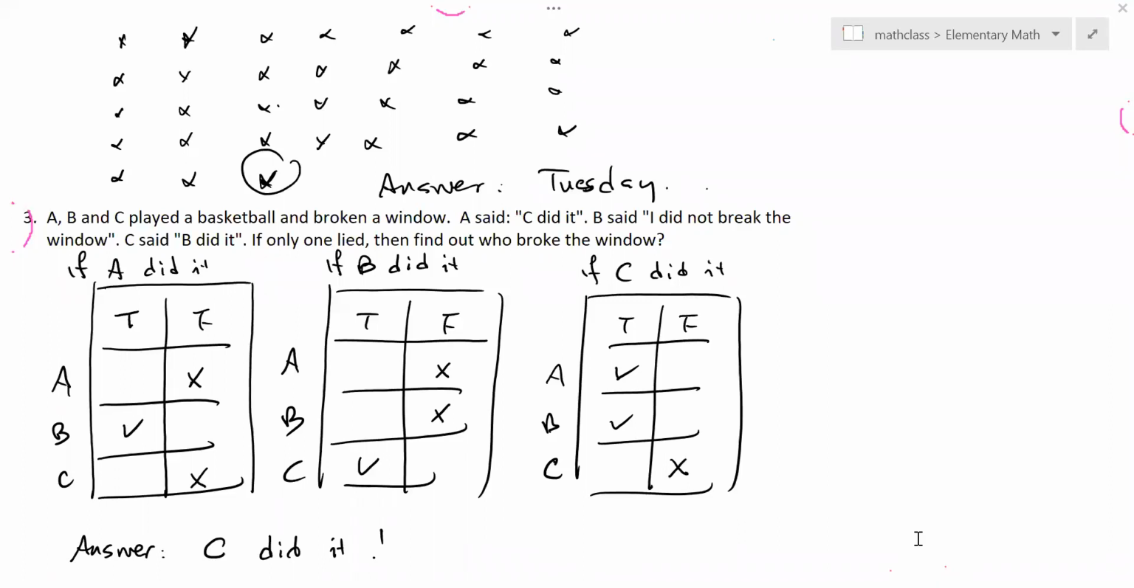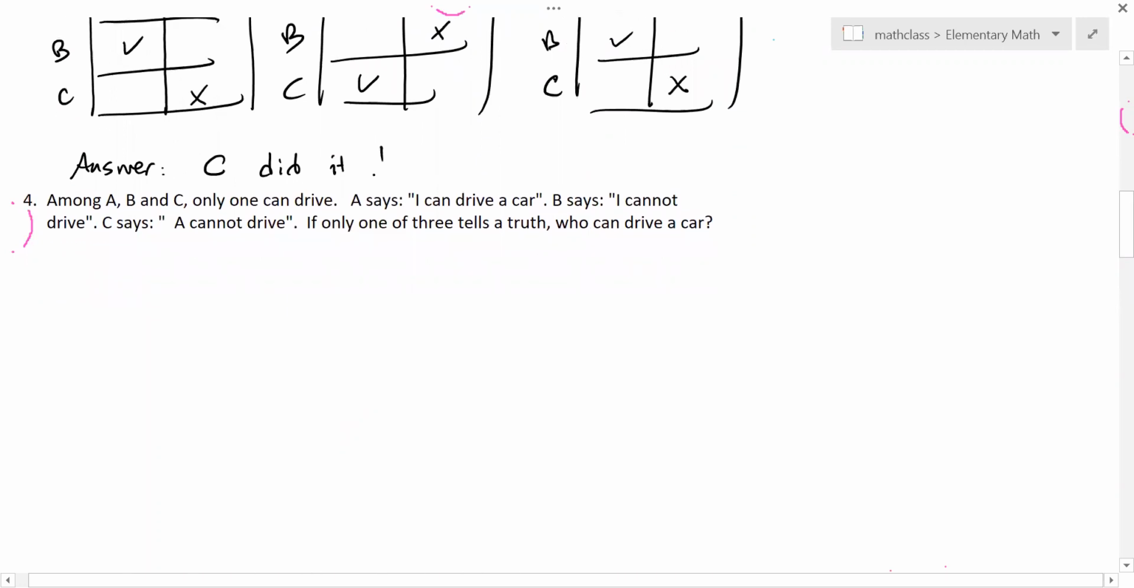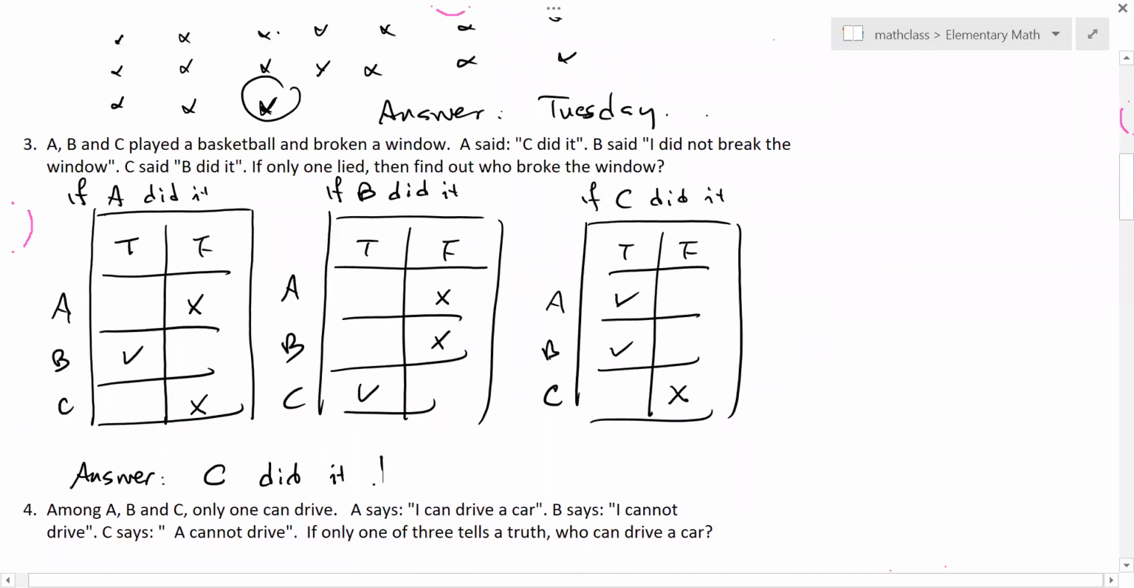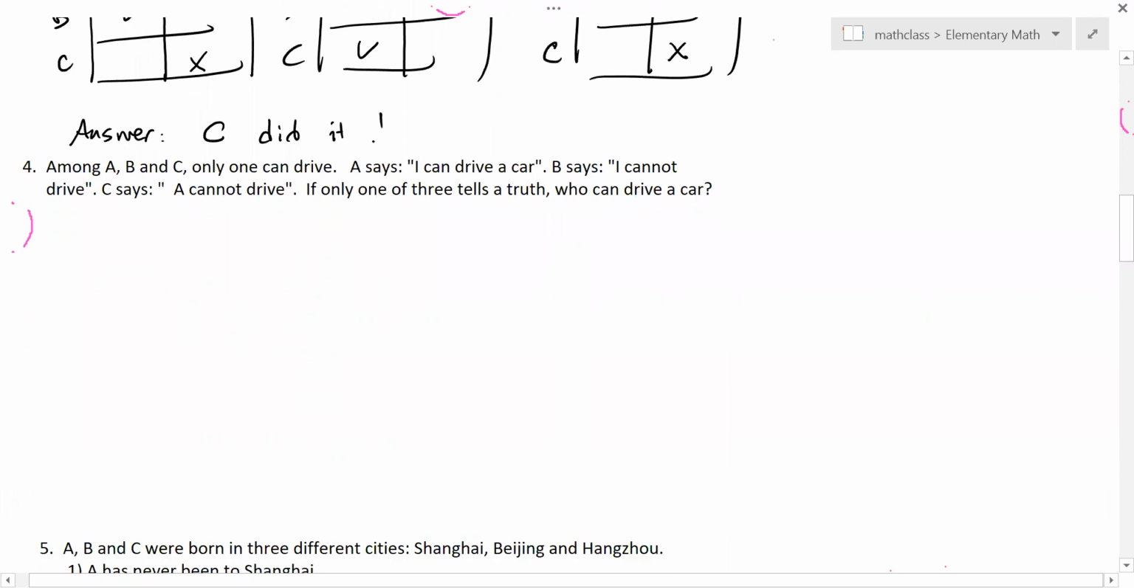All right, so let's move on to the next problem. My suggestion to you is, you have three persons here, so you draw three pictures, and for each assumption you fill out the table. You have to say which statement is true and which is false. Then read all the sentences again. Then you can figure it out. Under each condition, how many people lied? All right, so let's take a look at the next problem.